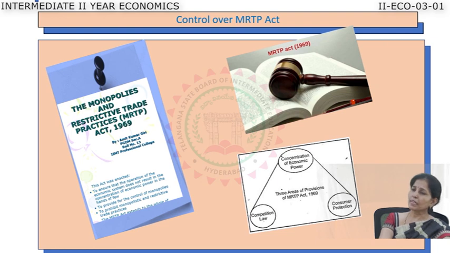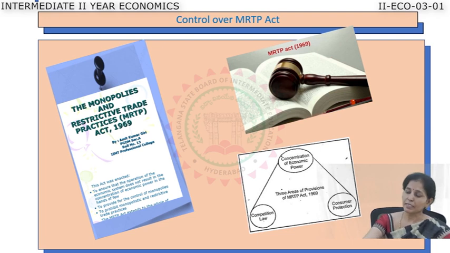The next one we have is the control over MRTP Act. Many amendments have been made so that they reduce their power on the decisions of the private sector, on the ownership rights. So the control over MRTP, to a certain extent, has created inequalities. So with the amendments, they are trying to reduce their power on the private sector.